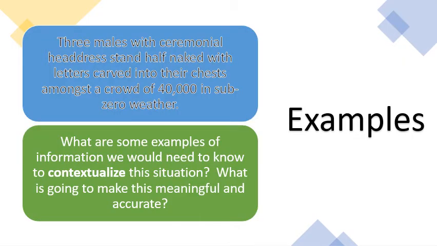I like to use this one. So if I were to say to you, here's a historical example. You've got 3 males with ceremonial headdress standing half naked with letters carved into their chests amongst a crowd of 40,000 people in sub-zero weather. What are some examples of information we would need to know to contextualize this situation? What is going to make this meaningful and accurate?